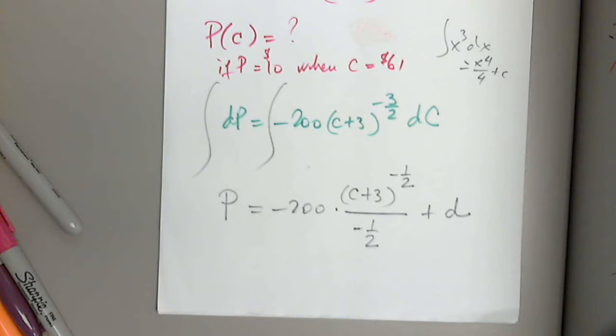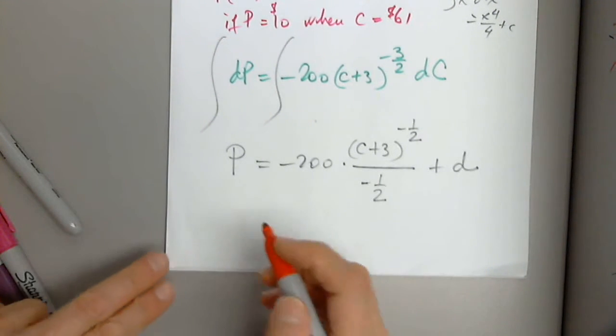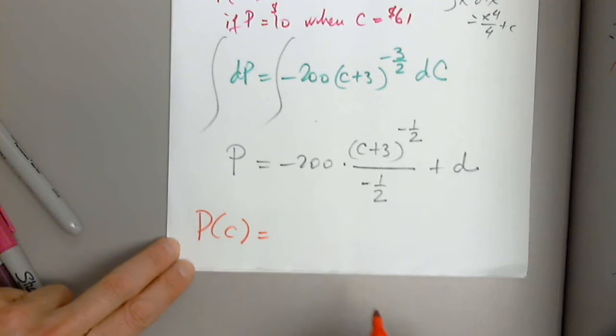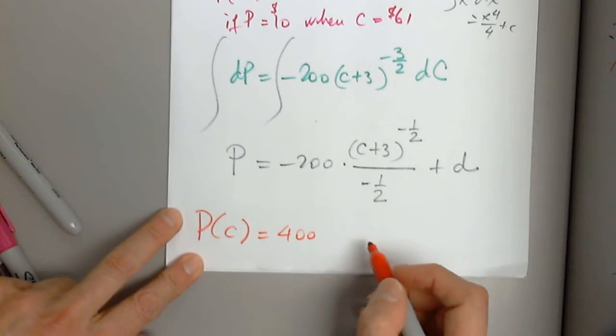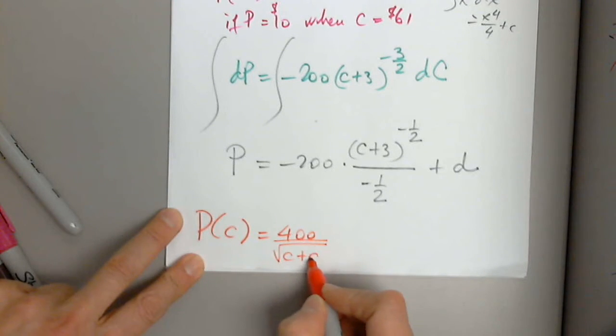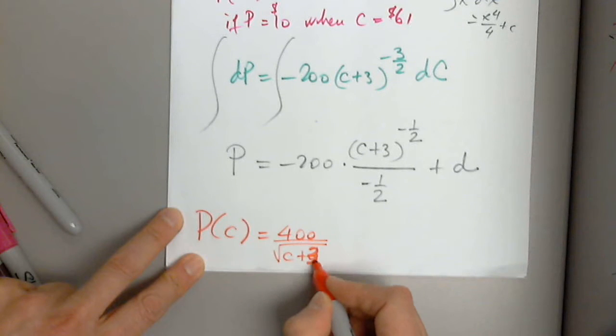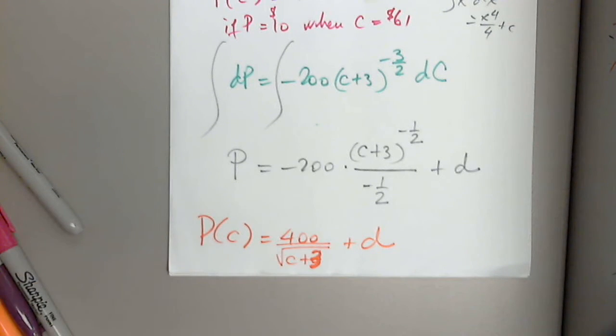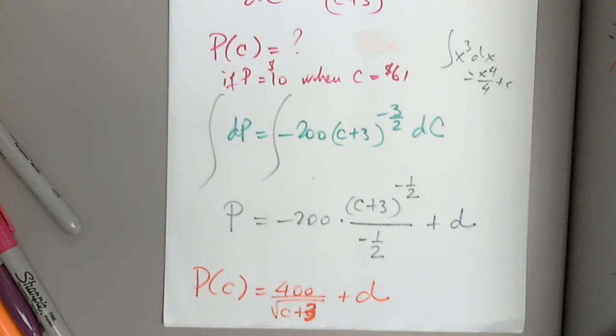I'm dividing by a fraction, so I have to flip it. So I'll get 400 and the signs go away. So this is indeed P of C as 400 times, now you can bring it back down, the square root of C plus 3, plus a constant D. It's good, but it's not good enough. I have the information that allows us to determine D.